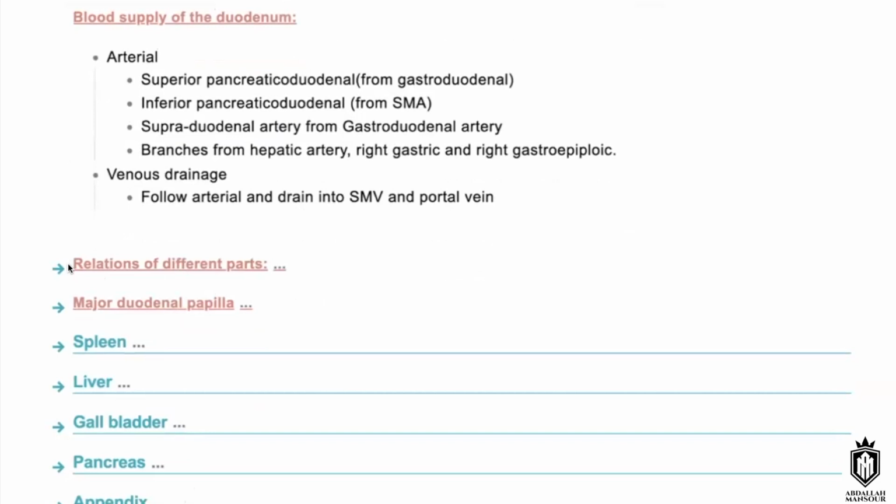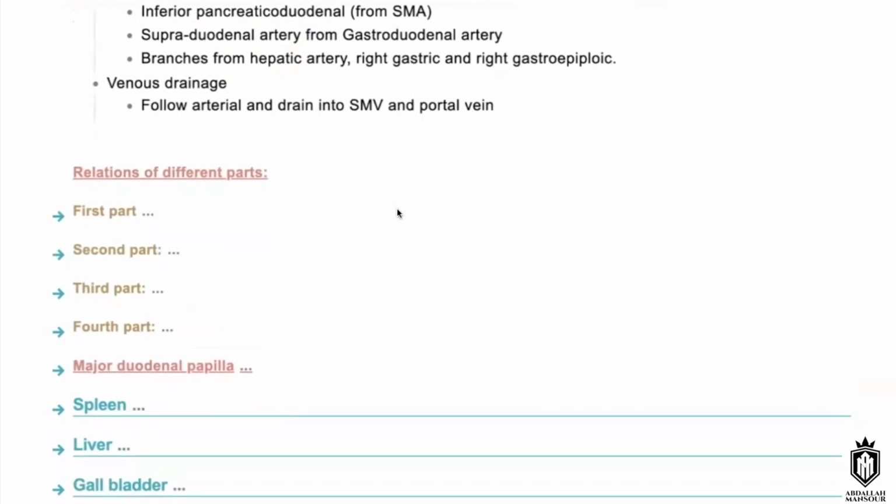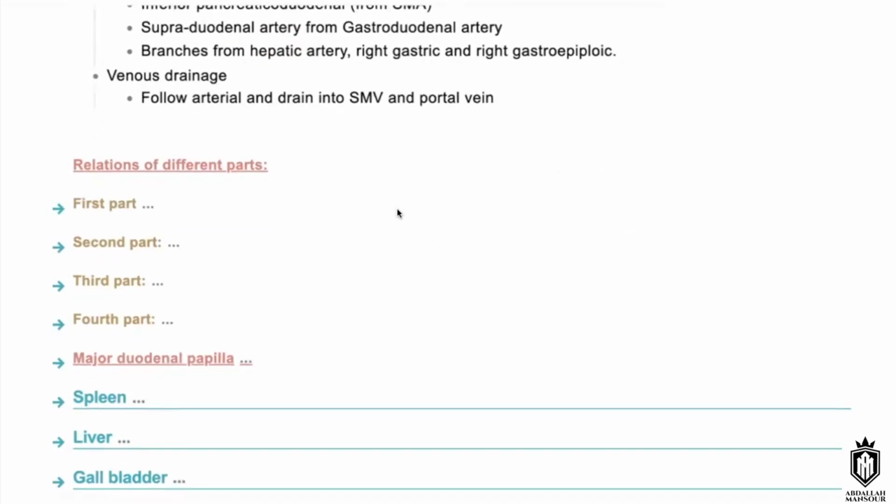Okay. The relation of parts, I think it's a very long question. It doesn't usually come, but at least mention to me what are the relations of the first part of the duodenum. I'm not sure about the relationship of duodenum.